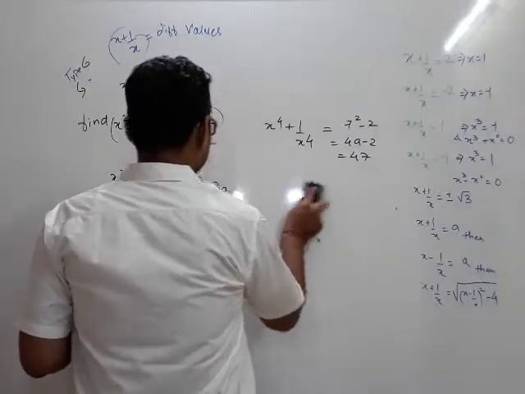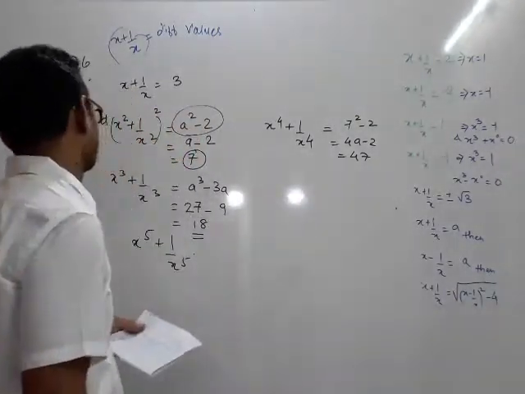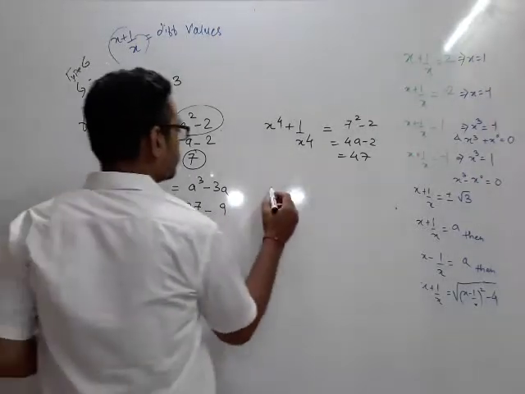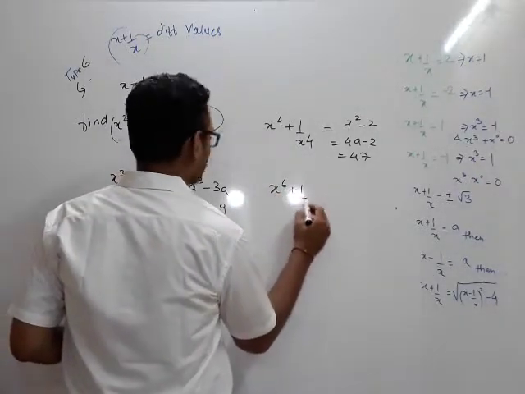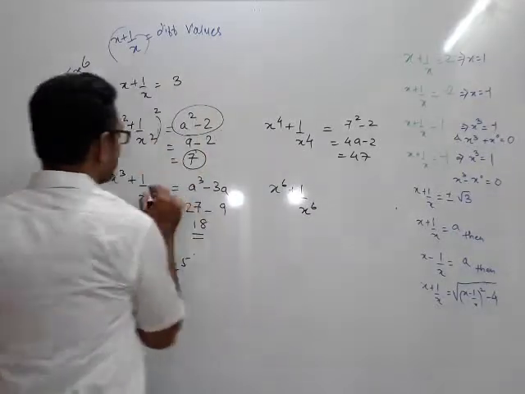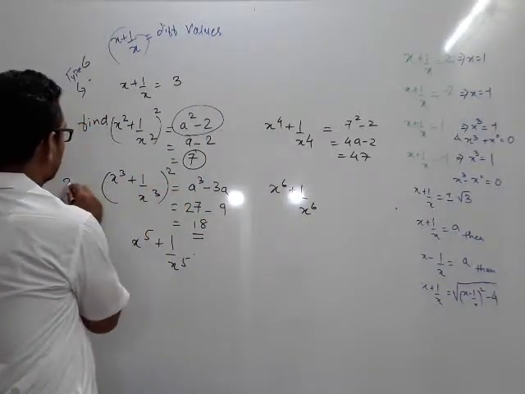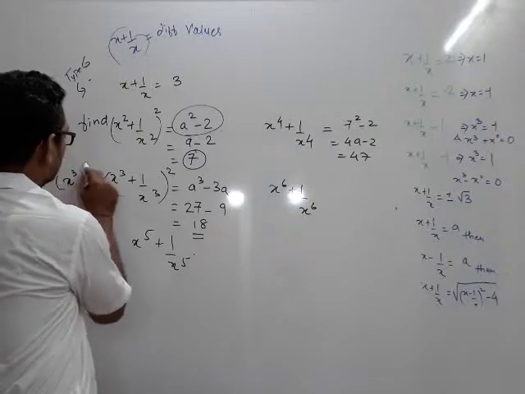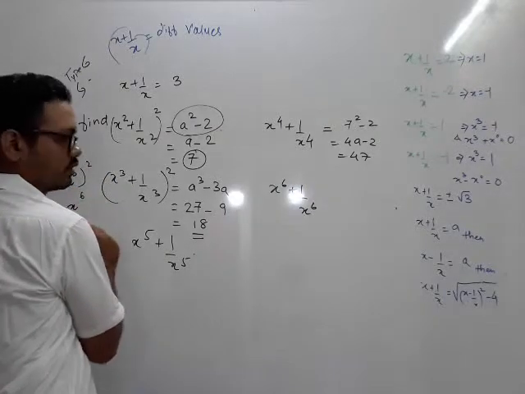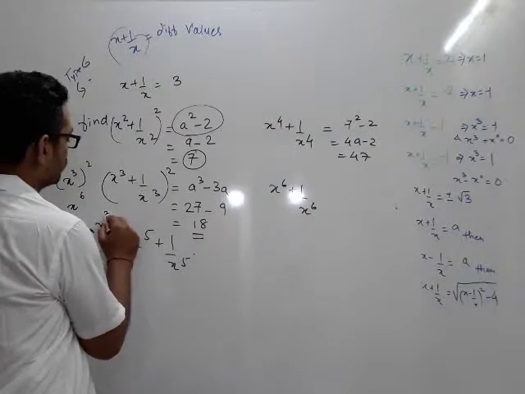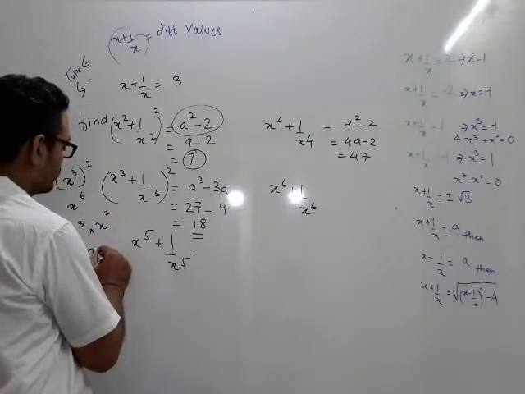Such type we'll discuss. 3. No problem. What will be the square of this? What is x cube square? X raised to 6. X cube into x square is x raised to 5.